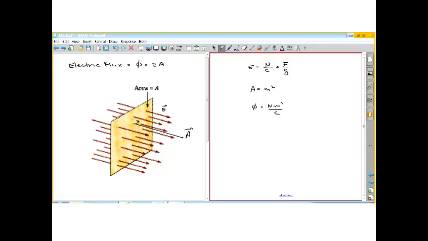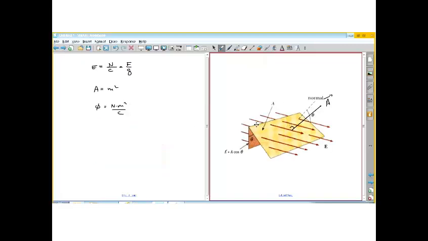So the stronger the electric field through a given area, the larger the flux is. Or given an electric field, if you have a larger area, you're going to have a larger flux. Now, what happens if the area is not aligned with the direction of the electric field? Well, there are two ways of looking at it. You can take the component of the electric field in the direction of the area, or you can take the component of the area in the direction that's perpendicular to the electric field.